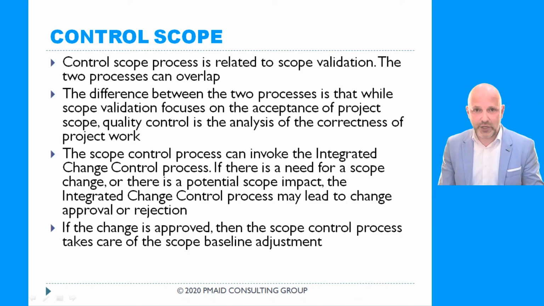We review the change request. We see if it is accepted or rejected. If the change request is accepted, if we say, yes, we are including this item into our scope, then we need to adjust our scope baseline. And then the new adjusted scope baseline becomes our baseline against which we measure our scope. We control our scope against that baseline.